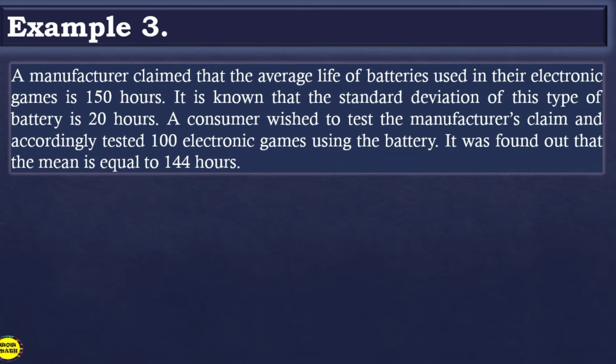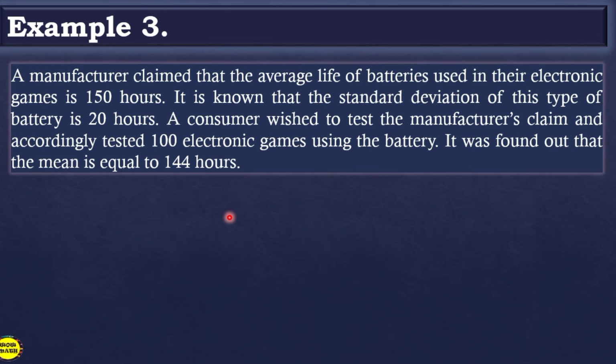So, next. Given the problem, una muna natin gagawin dito, balikan natin yung previous discussion natin. Kapag merong problem, paano natin malalaman na Z-test or T-test ang gagamitin. Okay, for example, number 3. A manufacturer claimed that the average life of batteries used in their electronic games is 150 hours. It is known that the standard deviation of this type of battery is 20 hours. A consumer wished to test the manufacturer's claim and accordingly tested 100 electronic games using the battery. It was found out that the mean is equal to 144 hours.